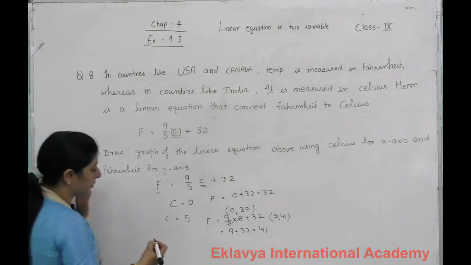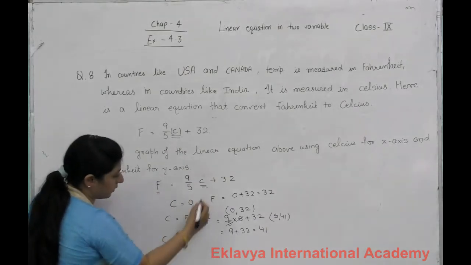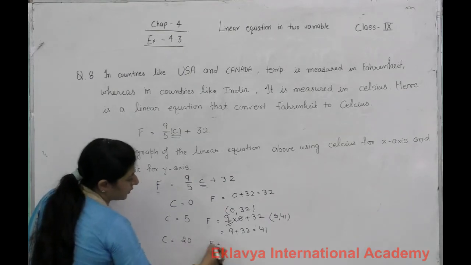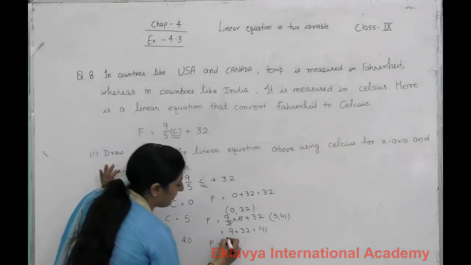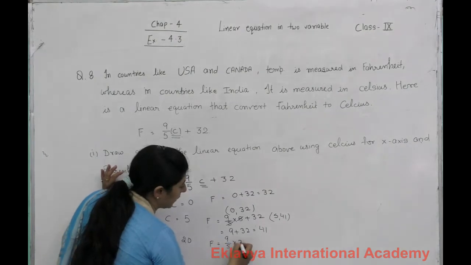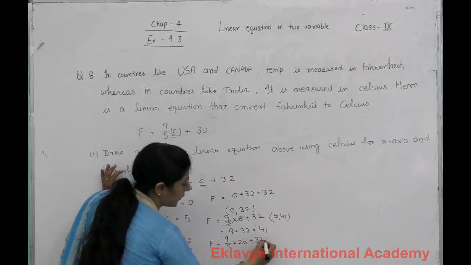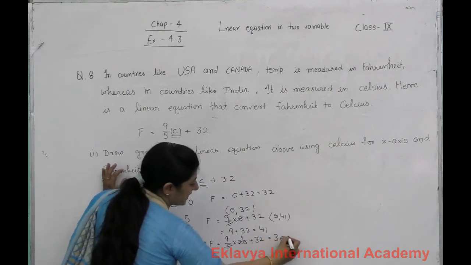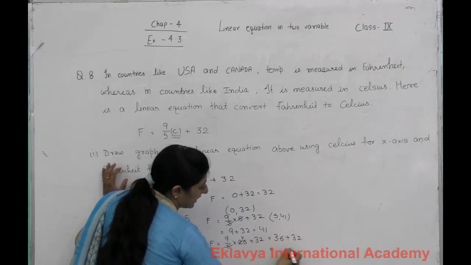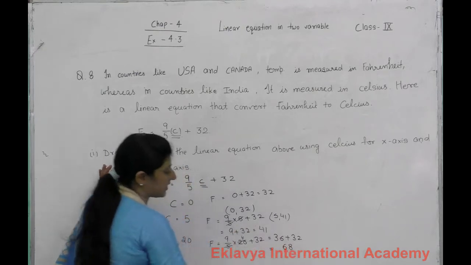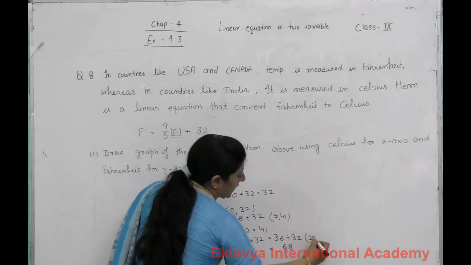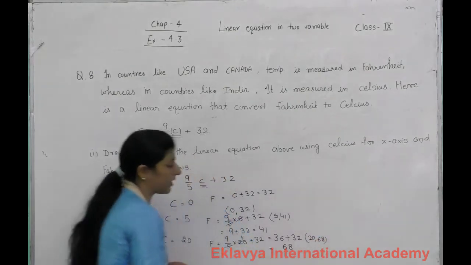Another solution, suppose I take C is equal to 20. Then F is equal to 9 by 5 multiplied by 20 plus 32. 5 fours are 20, 9 fours are 36, plus 32, that is 68. It means your solution is 20, 68.